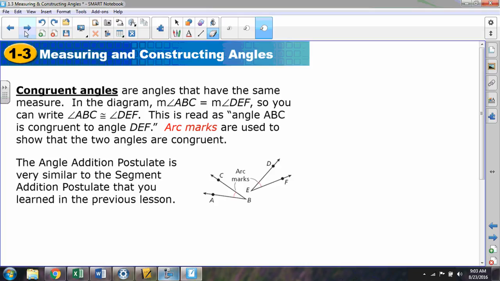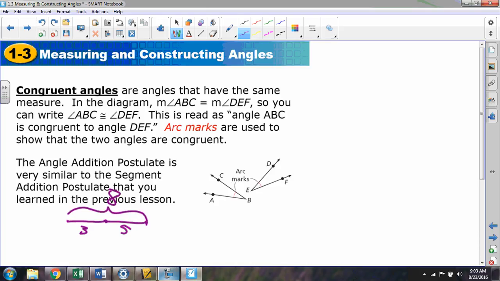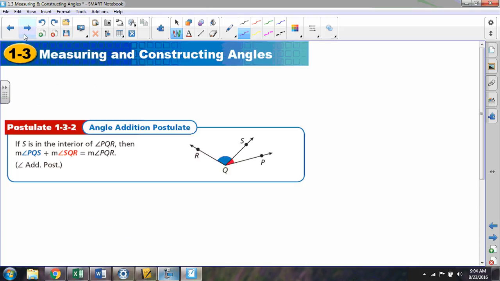Just like when we were doing the segment addition postulate, we saw that if we had 2 segments that were right next to each other, we could add the 2 together. 3 and 5 would tell us that the total thing would be 8. Just like that, there is an angle addition postulate for when angles are next to each other. Visually, here's what we have.